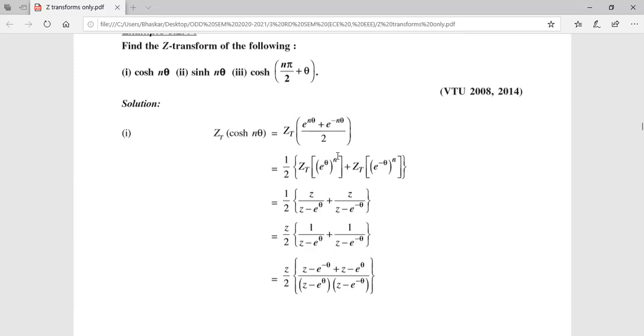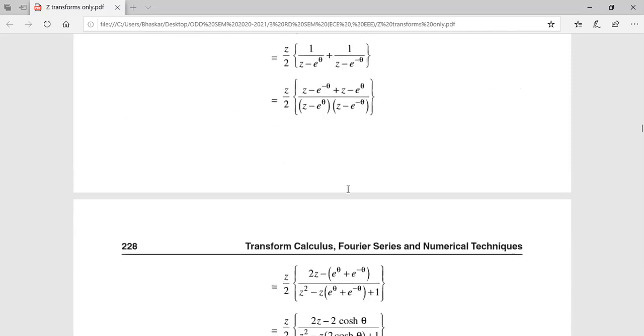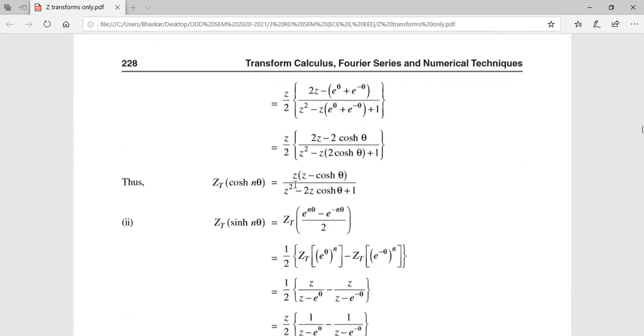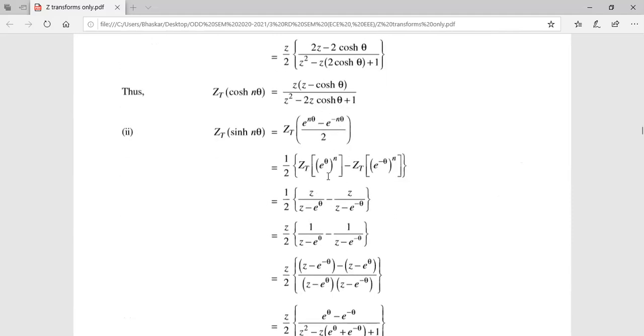Z transform of this in the form of k power n, z by z minus k, z by z minus k. Z will be taken outside. Take the LCM. Now e power n theta plus e power minus n theta becomes 2 cosh theta. That's why we got 2z into z minus cosh theta divided by z square minus 2z cosh theta plus 1. The same will be applicable for sinh theta also.